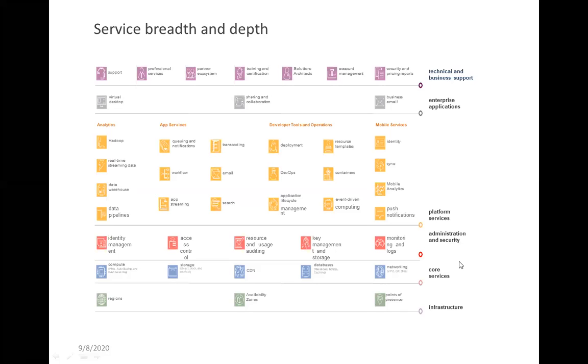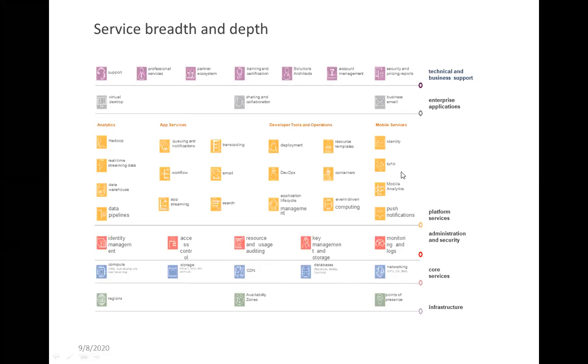If we move upward from the core services, the next layer is administration and security services. Like identity management, we'll talk about identity management and how we can have it, what the basic concepts and protocols are. Next is access control. Number 3, resource and usage auditing, key management and storage, monitoring and logs. These are all the administration and security services that are provided by Amazon for the clients, for the customers, for the people, for the organizations.